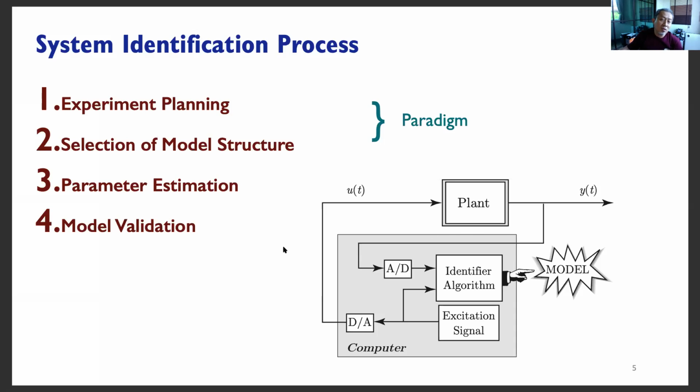Step number 4 is the validation, just to verify and validate that the model and the coefficients that we get are correct, by using some statistical testing, for example best fit, final prediction error, AIC, and so on, which will be discussed in chapter 5.